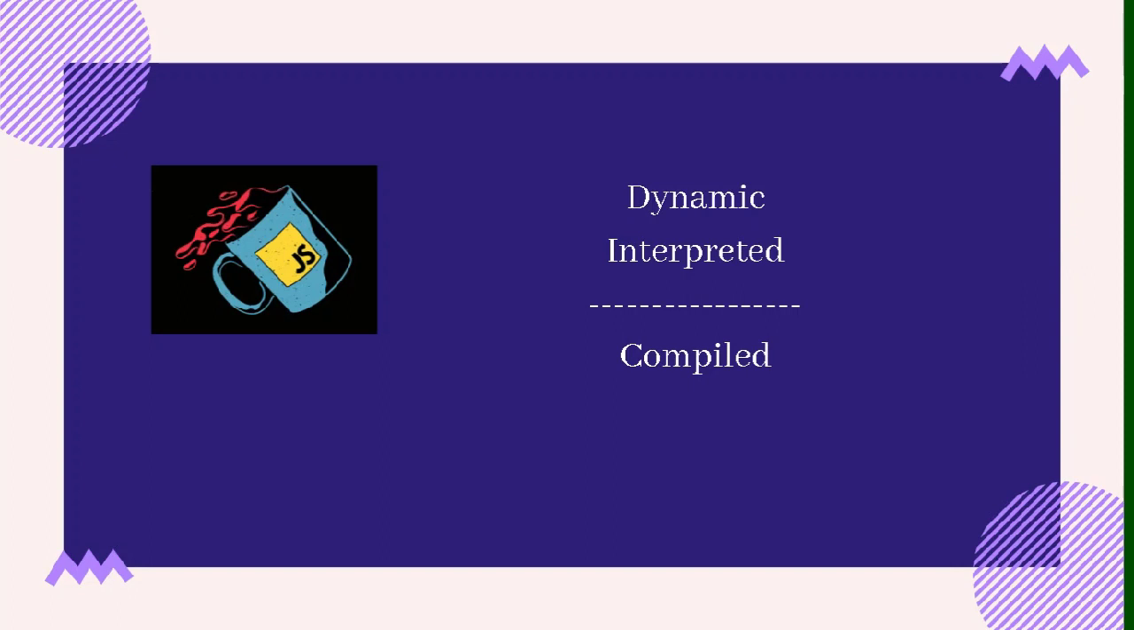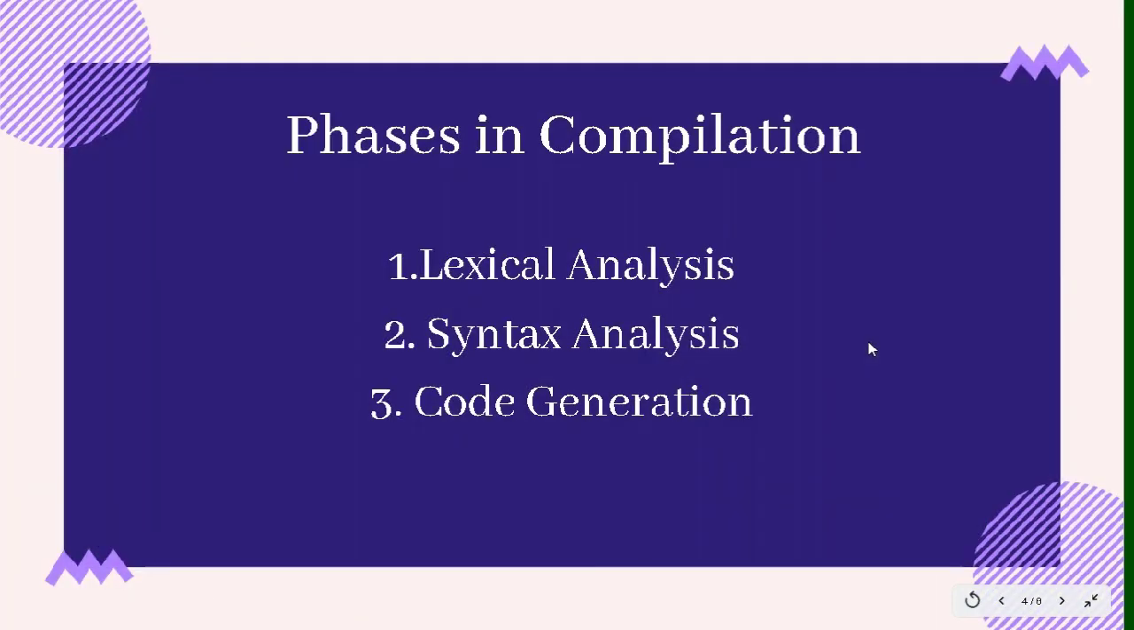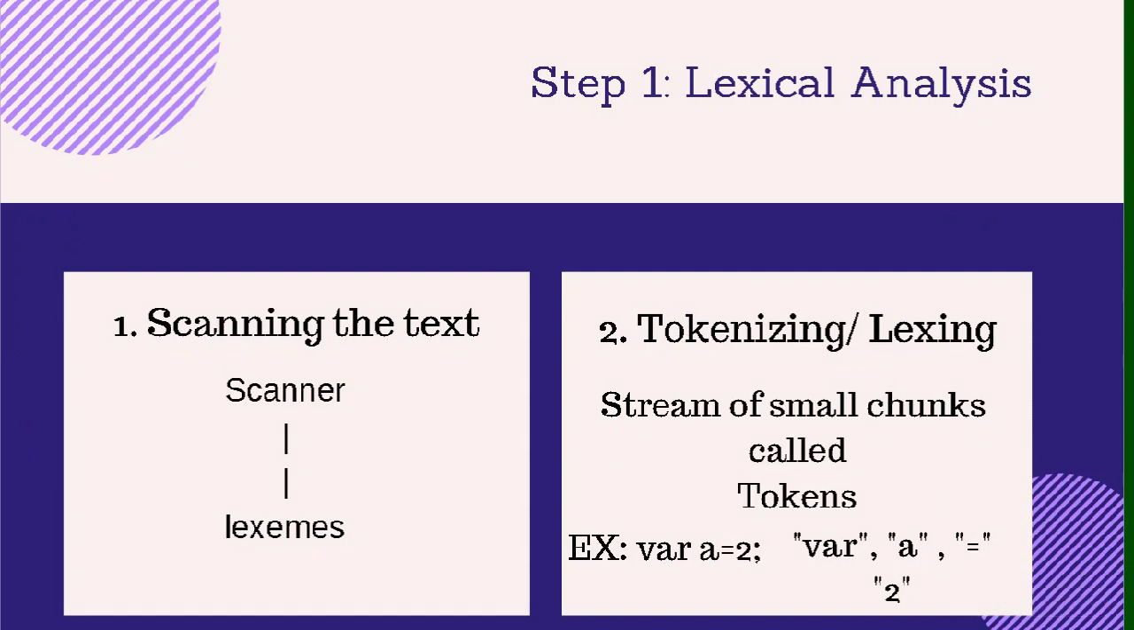In JavaScript engines, generally for Chrome there is V8, and for Firefox it is SpiderMonkey. Those JavaScript engines do all this kind of work. So the compilation is generally done in those JavaScript engines. There are three phases in compilation. First is lexical analysis, second is syntax analysis, and third is code generation. So let's discuss them one by one.